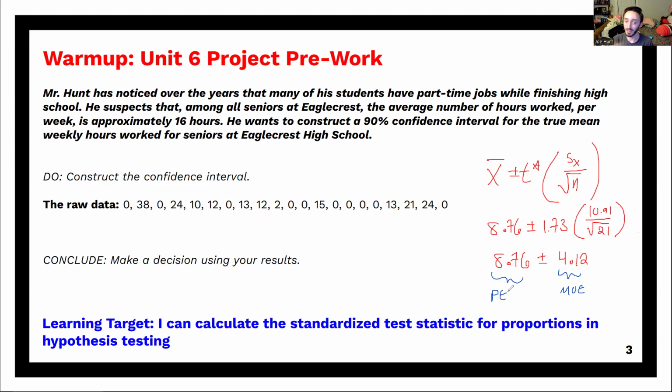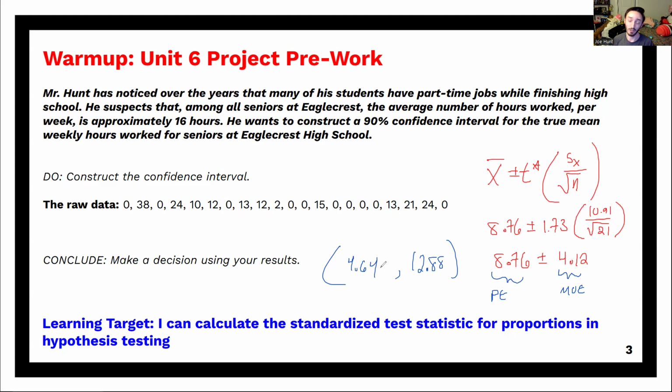Now, if I wanted to find the high end of that estimate, I could do 8.76 plus 4.12. I'm going to see on the high end of my estimate, it could be as high as 12.88 hours. On the low estimate, I'm going to do 8.76 minus 4.12. I'm going to see on my low end, maybe 4.64 hours. So from there, my best guess at this level of confidence is that maybe the true value is hiding in there.